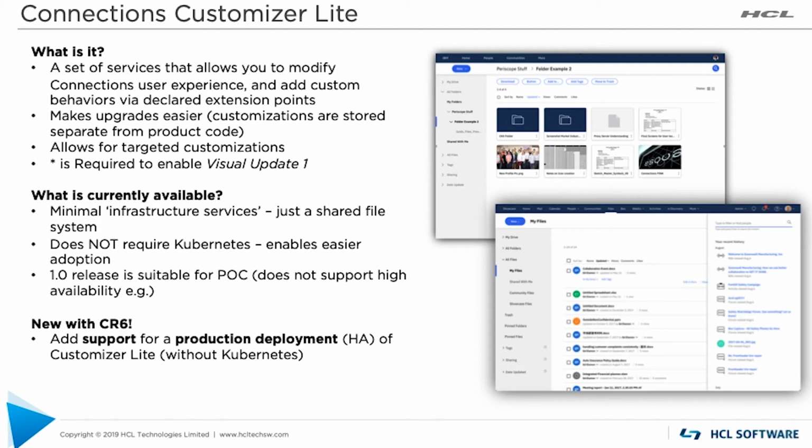We actually made one big change. We had the Customizer Lite available as a proof of concept, but we have not yet formally GA'd it, GA being general availability, because it was not available in a high availability environment. And that is the big change that we're adding here with CR6, that we now officially support a production deployment with high availability for the customizer. So where before you probably just used it to kick the tires a little bit, now with using Customizer Lite, if you only want that and not the full component pack, you can do that.